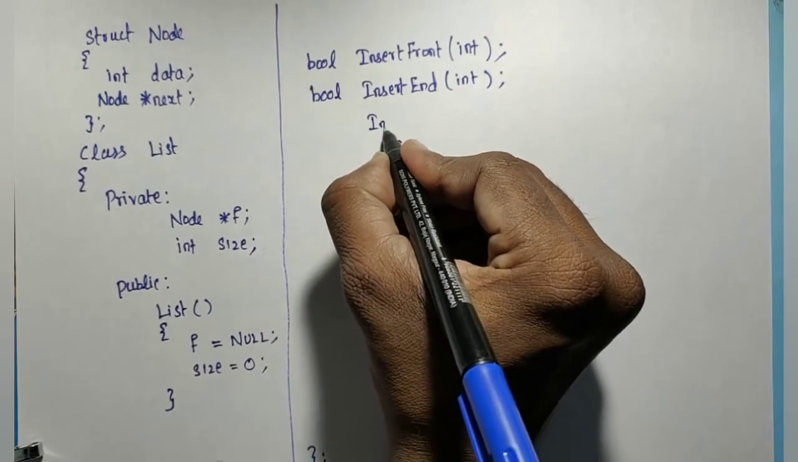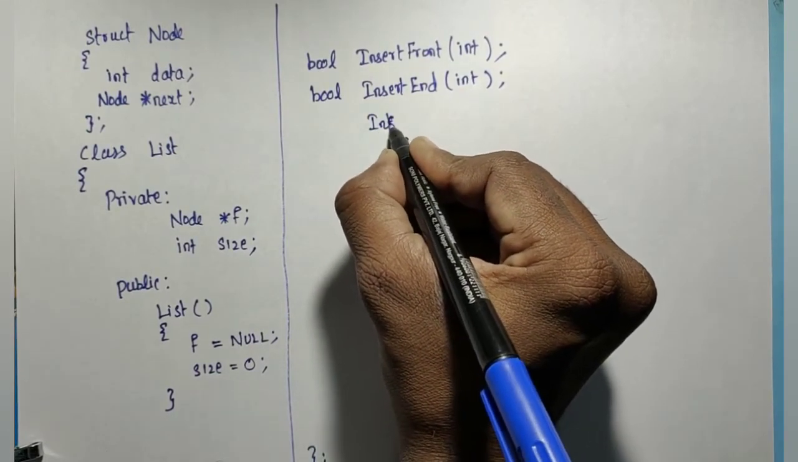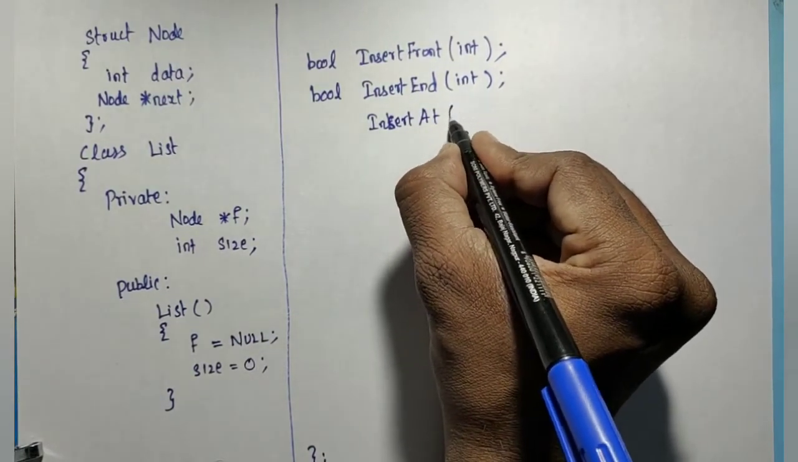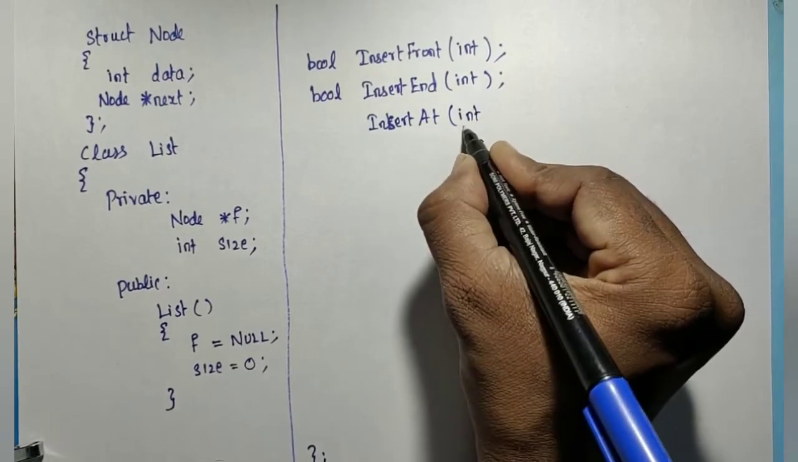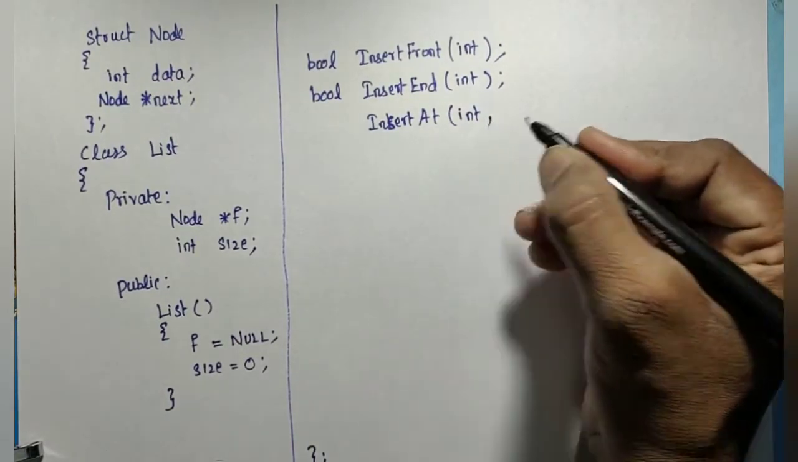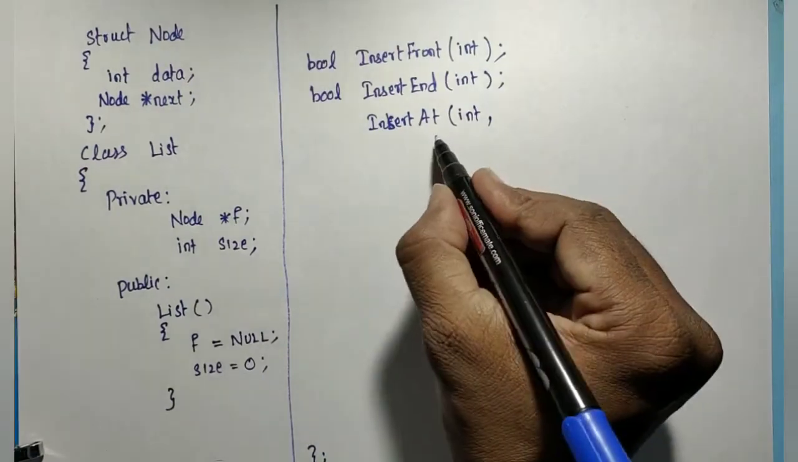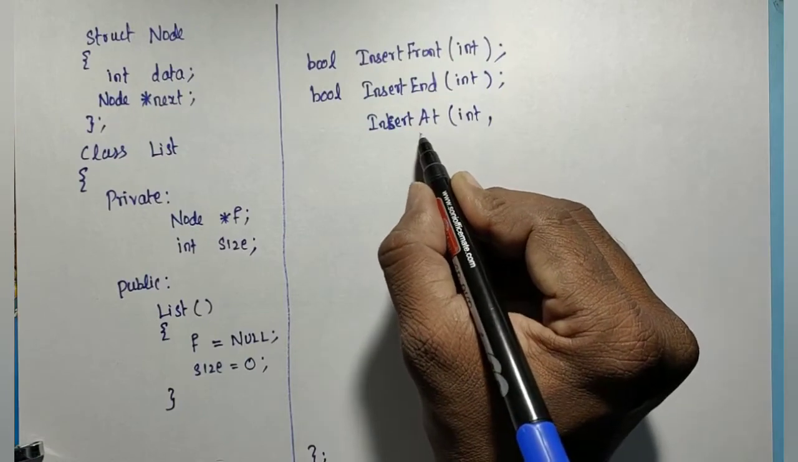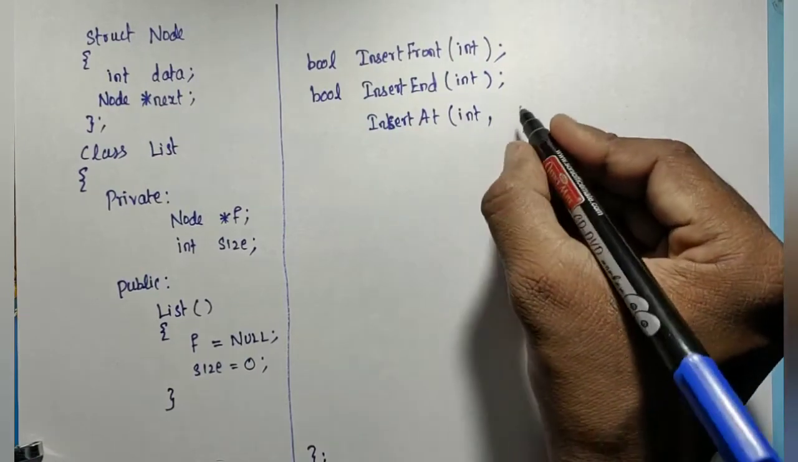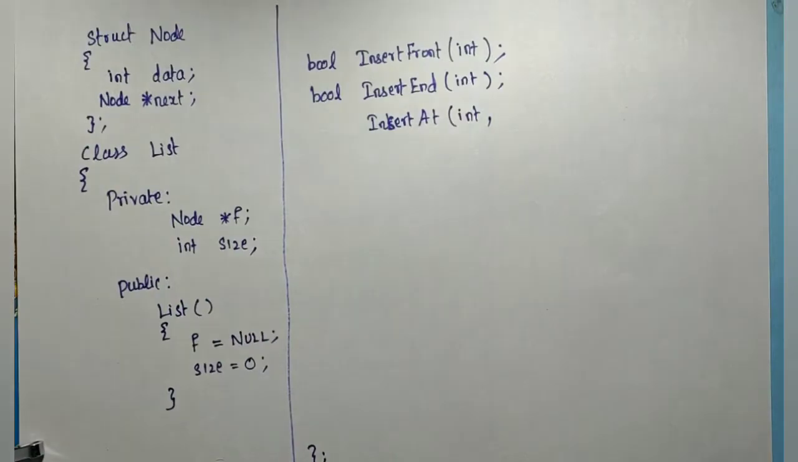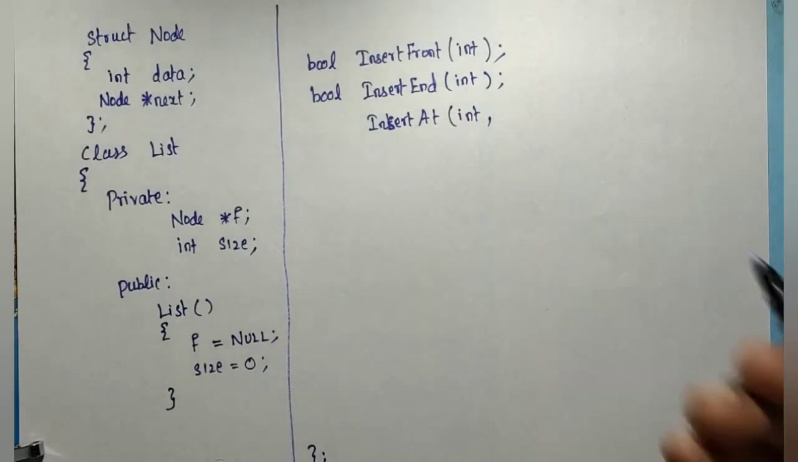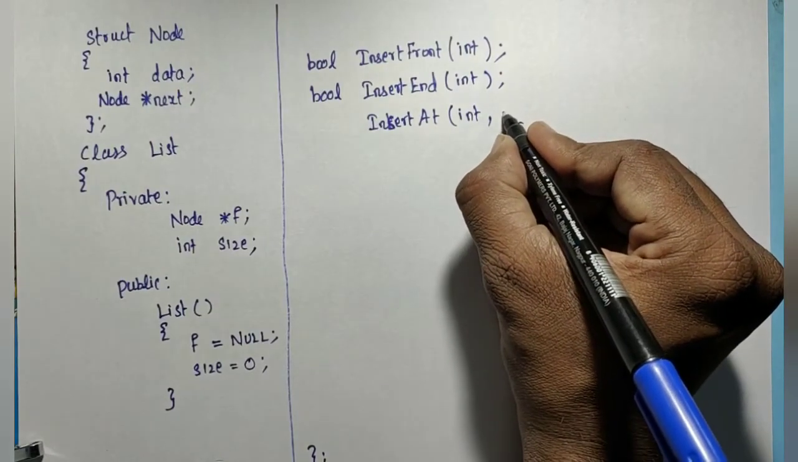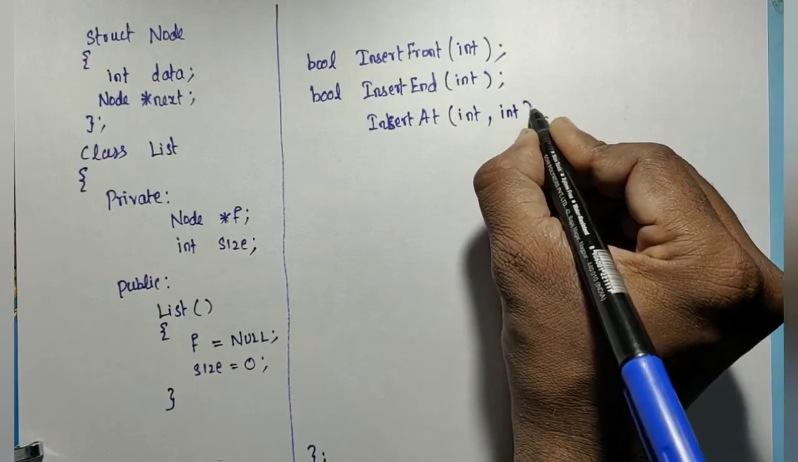Next, insert at. Here I need to pass two kinds of information: one is the element to be inserted, an integer, the new element, and then the position at which it is to be inserted. So the second argument is the position. The position is an integer only, the first, 1, 2, 3 like that. So I need to pass the position, which is also an int.